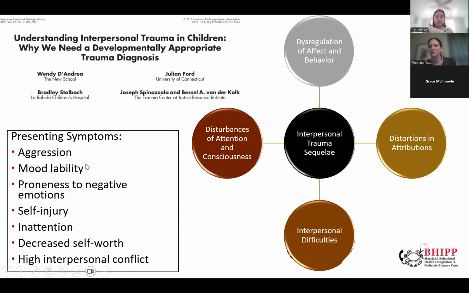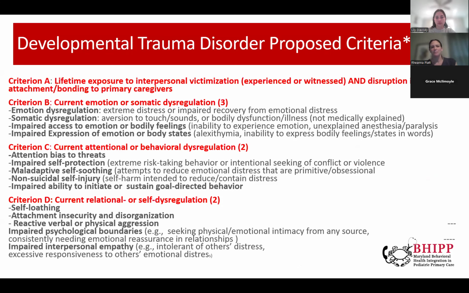So aggression and mood lability, proneness to negative emotions, all of those, if you look at things like ADHD, depression, other types of mood disorders, behavior disorders, there is a lot of overlap. I'm going to skip this, but I think folks have access to the slides. This is just another way to think about trauma, and about whether we should be thinking about different domains in kids. So again, we need to be more sensitive to development, and to how things present over time and the long-term impact that they might have.